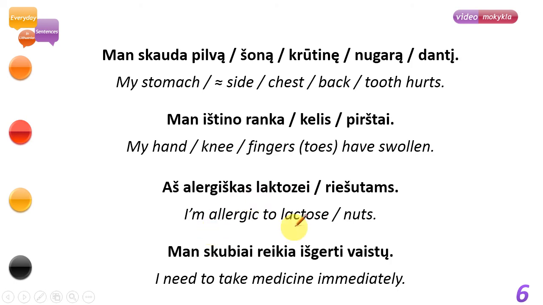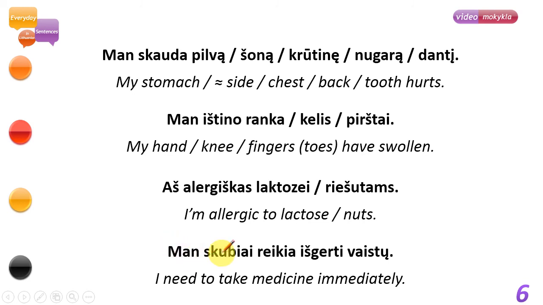Aš alergiškas laktozei. I'm allergic to lactose. Aš alergiškas riešutams. I'm allergic to nuts. I'm not sure this phrase sounds good in English. If you see an incorrect translation, please correct me in the comments of this video. If you're willing to help me with the translations, your comments are welcome.